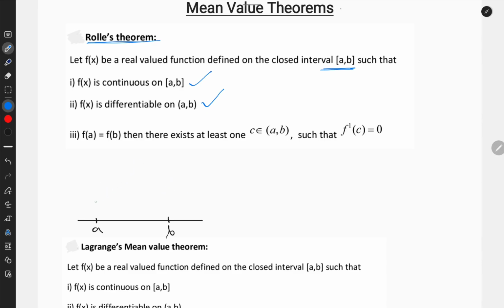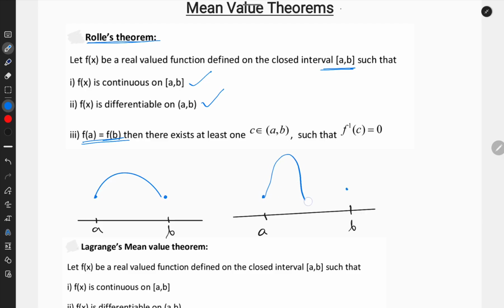Smooth curve and continuous means you may have a smooth curve like this, without any sharp edges, without any sharp corners. And the third point, given that f(a) and f(b) are equal, and the nature of the function is continuous and differentiable. So if it starts increasing at this point, after a certain time it should come down. Or you may have another possibility, that suppose f(a) and f(b) are equal.